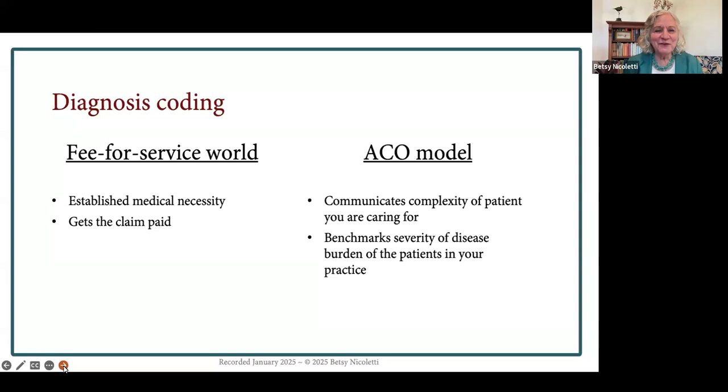So diagnosis coding in a fee-for-service world establishes medical necessity and gets the claim paid. We hope it gets the claim paid on the first submission. If we're part of an accountable care organization, with shared savings or risk sharing adjustments in our contracts, then diagnosis coding also communicates the complexity of the patient you're caring for, and it benchmarks the severity of the disease burden of the patients in your entire practice.